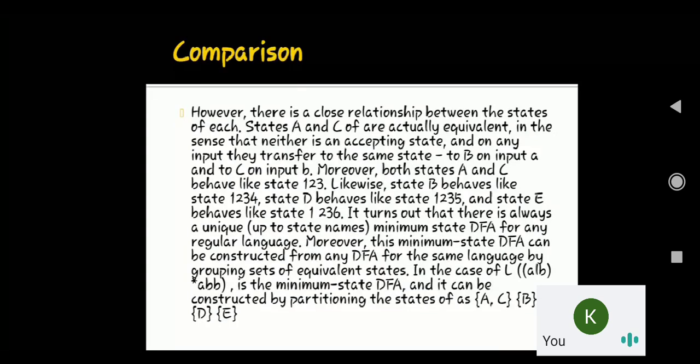So actually this is how we are creating subgroups. In the last line you have those subgroup descriptions: A comma C as group 1, B as another group, D as another group, and E as another group. These types of segregations we call partitioning the states based on their functionalities. We partition the states. Move to next slide, ma.